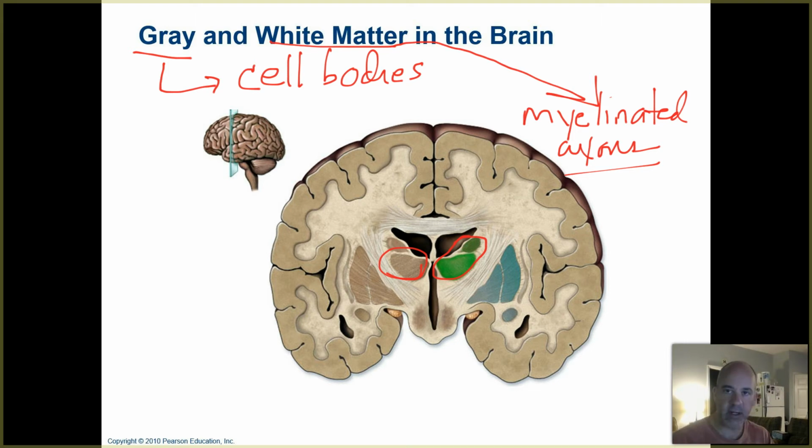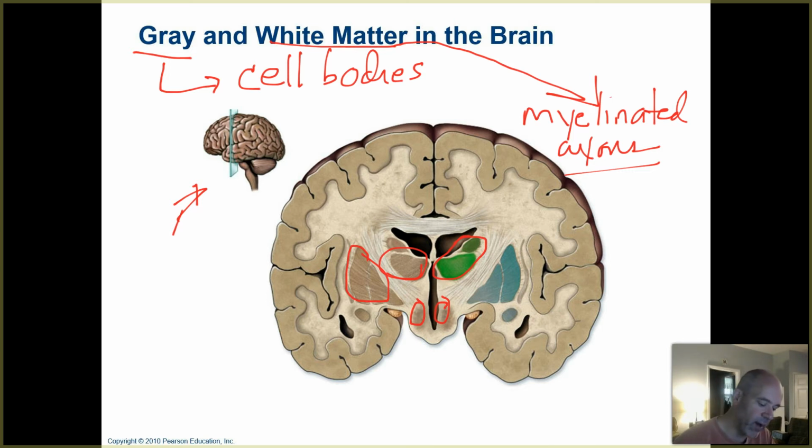This is a coronal section through the brain, as you can see over there on that diagram. There's some gray matter areas over here as well, down in here. And so those are going to be areas that are deeper in the brain, where you also have clusters of cell bodies of neurons. And those different areas have different functions.